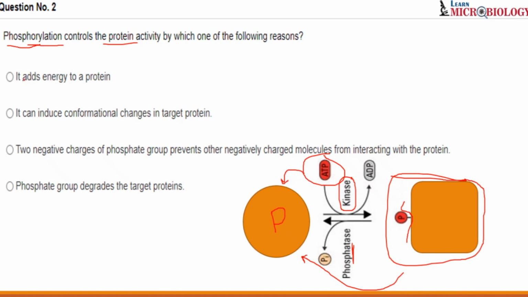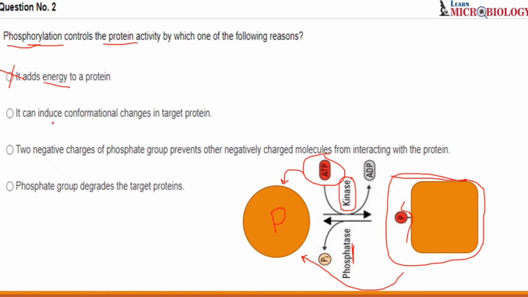Okay, so option 1 was it adds energy to the protein. Do you think energy is added? See, many students get confused here because we say that phosphate is added from ATP. Students feel that energy is added. No. Energy is not added. We are just adding phosphate. So this option is wrong.